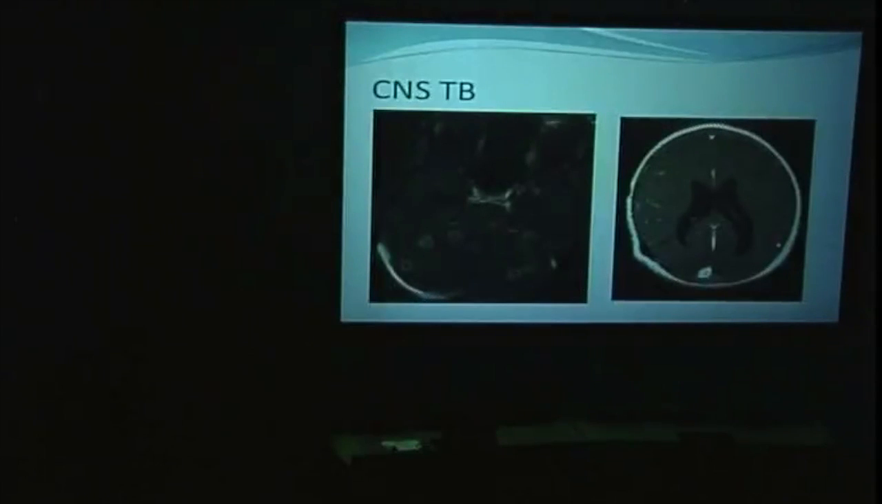Just to look at some examples of CNS TB. These are tuberculomas. This is a post-gadolinium MRI of the posterior fossa. You can see these multiple little ring-enhancing nodules throughout the brain, and those are tuberculomas.